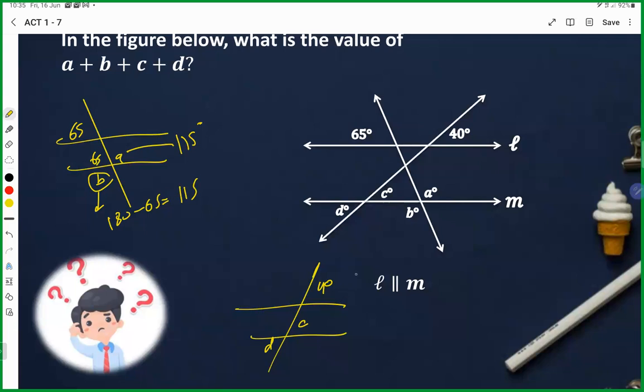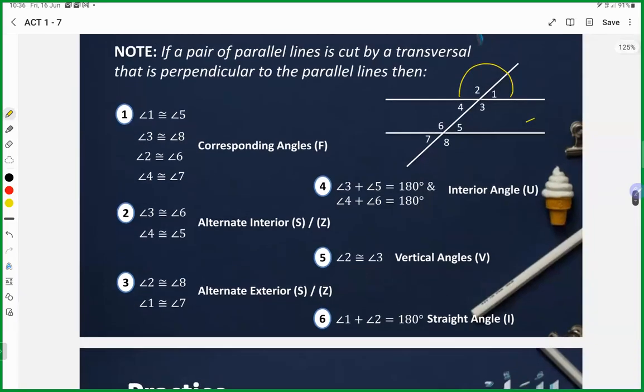For C and D here, angle 40 is corresponding with C. So C is also what? 40. D here is also 40. So in this case, angle A, 115 plus 115 plus 40 plus 40, equals at the end 310. From this slide, you need to remember the location and the position of each angle and how I can connect it with other angles. This is a general overview involving chapter 7.